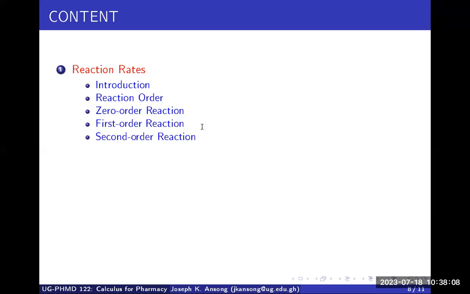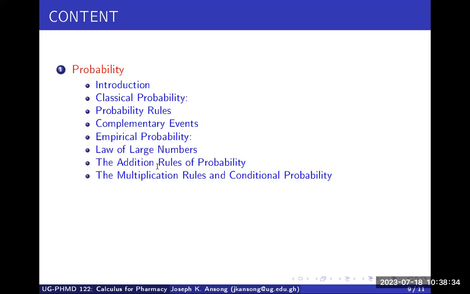And then after we do differential equations, we'll look at reaction rates, which you can think of as applications of differential equations. We'll look at the reaction order, the zero order reaction, first order, second order, third order, nth order reactions. And we'll look at what all of these things are. We'll look at other things and reaction rates. Then we'll leave the calculus and move on to the probability and statistics part.